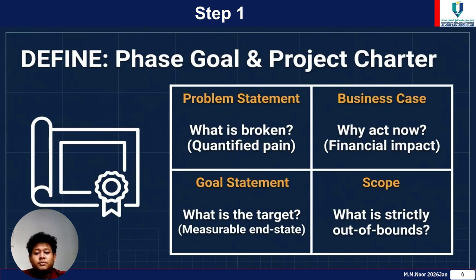Second, the goal statement. This outlines our measurable end state. It defines the specific, realistic target we intend to achieve by the end of the project timeline. Third, the business case. This answers the question, why act now? It explicitly outlines the financial or strategic impact of the project to secure leadership buy-in. And fourth, the scope. To prevent scope creep, we must explicitly declare what is strictly out of bounds for our engineering team.